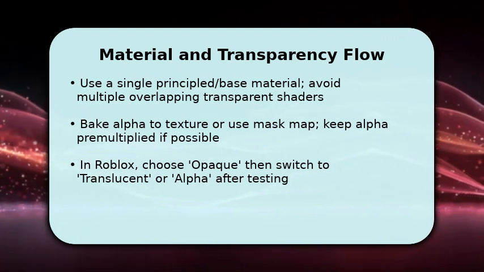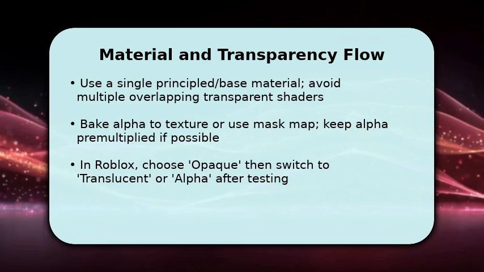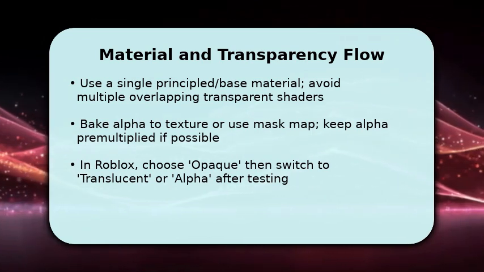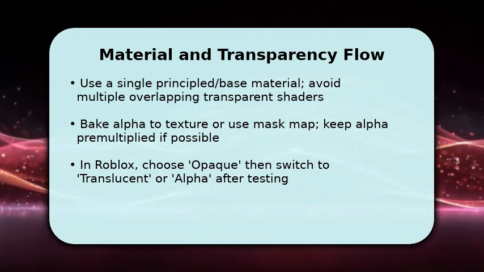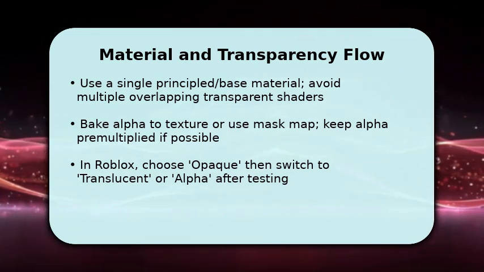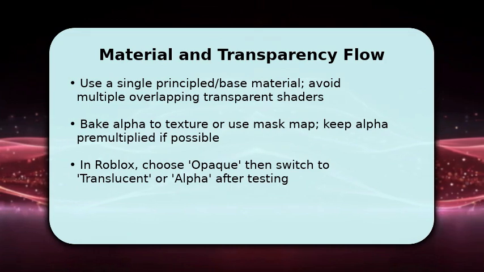Import into Roblox Studio, apply the texture to the mesh part, then test both translucent and alpha modes. If edges look odd, tweak alpha smoothing and ensure normals and backface culling aren't flipped. Finish by validating in Roblox Studio.